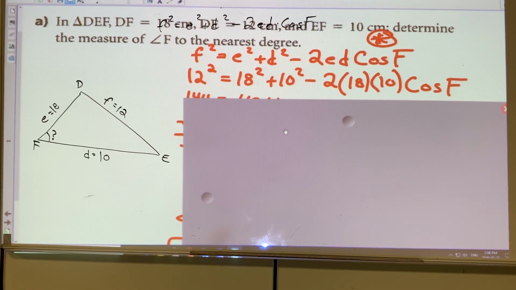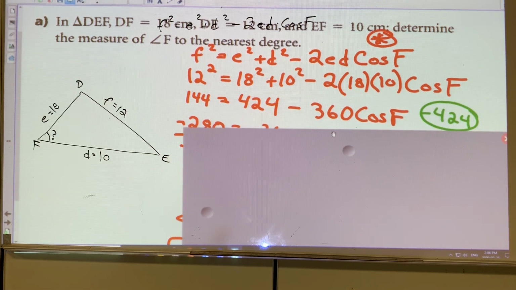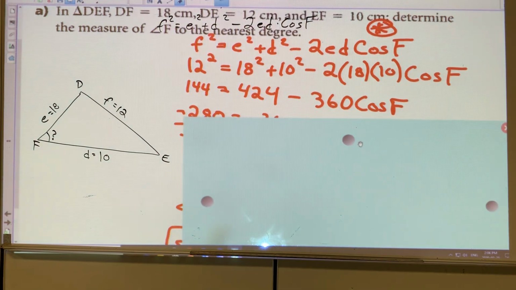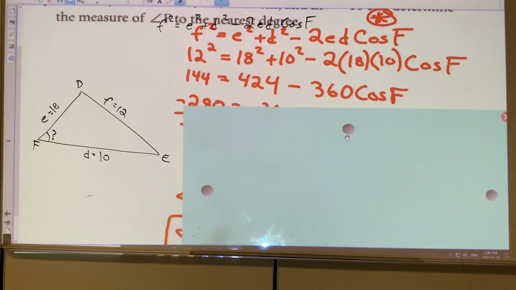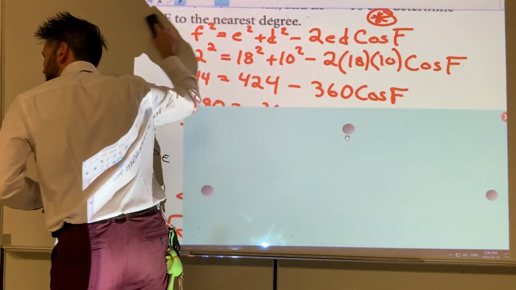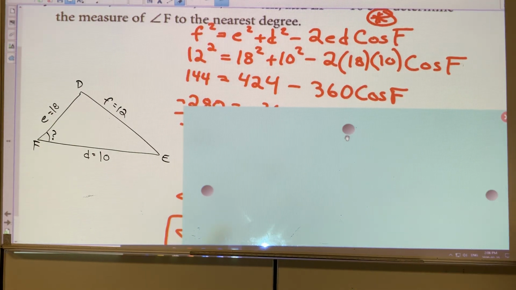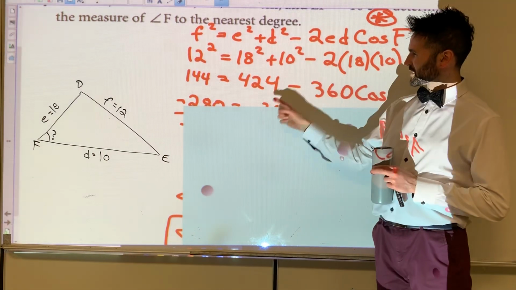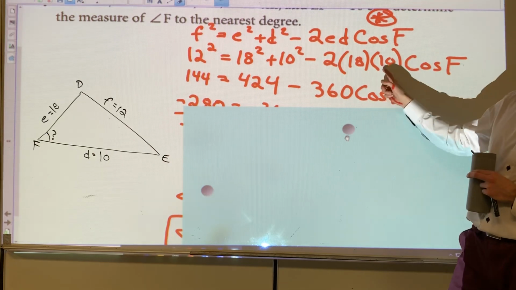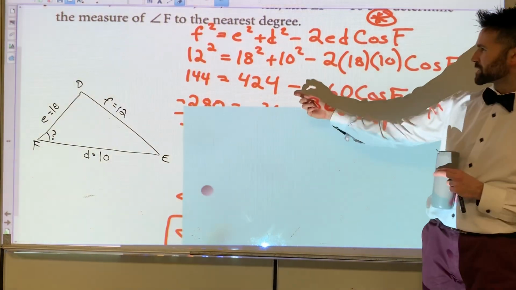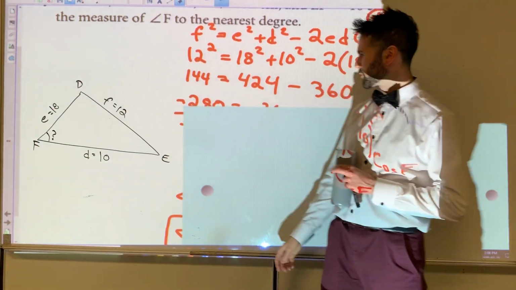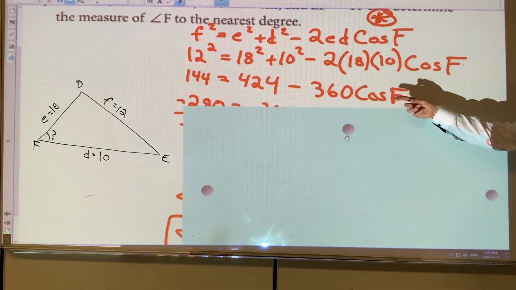Okay, I'm going to unveil the next step and talk through it a little bit. So there it is. I'm just writing on the board here. When you go 18 squared plus 10 squared, you get 424. When you go 2 times 18 times 10, you get 360, and there's a negative there, and 12 squared is 144. So now you're trying to solve this equation, you're trying to isolate this.